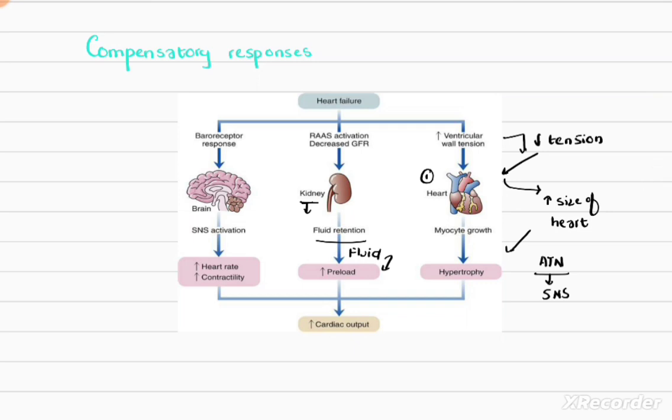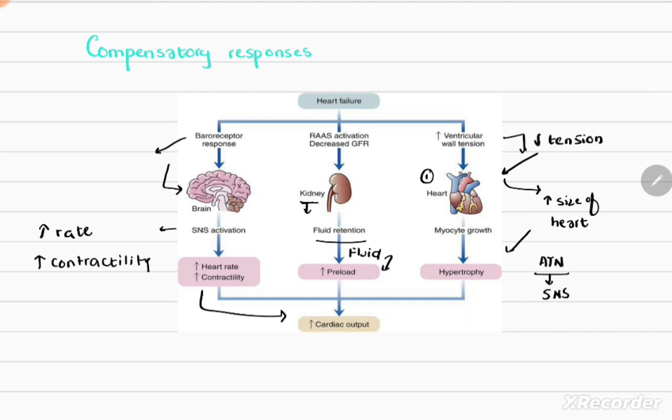The third response is the baroreceptor response. The baroreceptors are present in the vessels, and they will send a signal to the brain. The brain will activate the sympathetic nervous system. As a response, there will be an increase in the rate of the heart and an increase in the contractility of the heart, and all the mechanisms carried out by the sympathetic nervous system will be activated. As a result, the cardiac output will be increased.